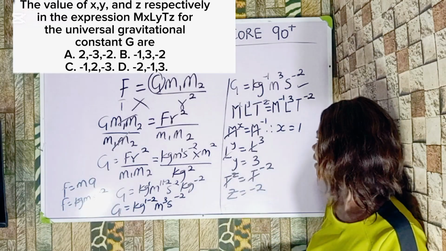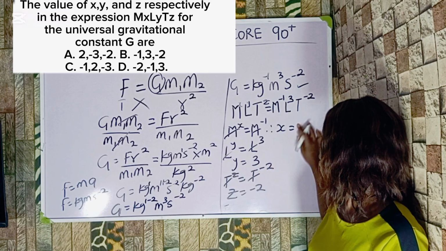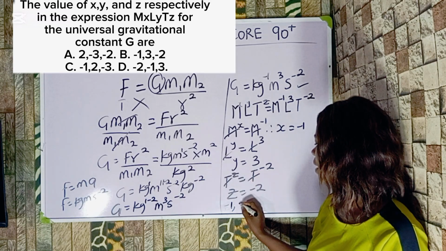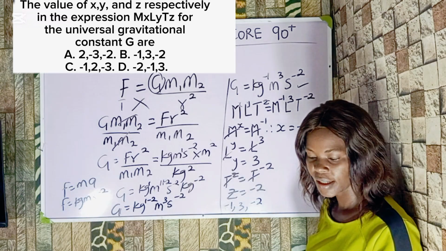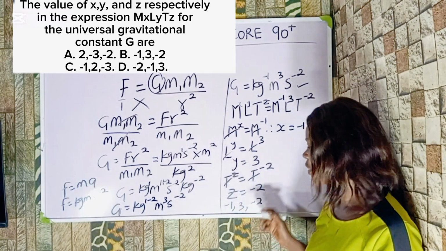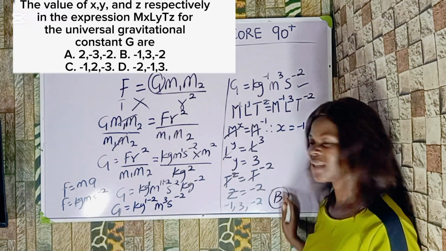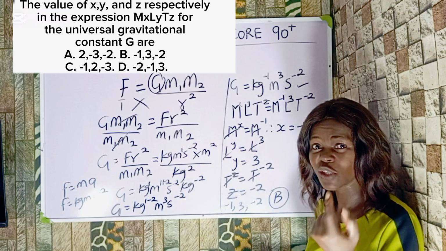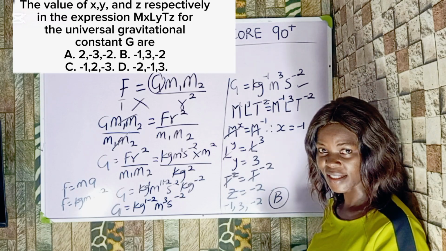So I can say that my x is minus 1. Sorry, this is minus 1. Okay, my x is minus 1, my y is 3 and my z is minus 2. Is that clear? Now from what we got so far, the correct one that has the same answer as this is option B. And that becomes the answer. So in case you see this particular question or something relating to this question in your forthcoming JAMB, you should be able to solve it. I hope that is clear.